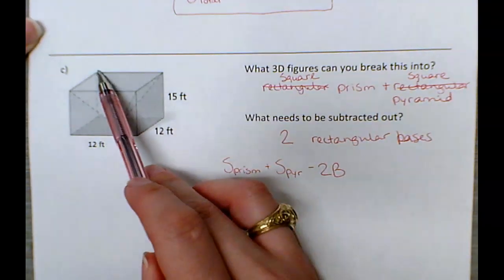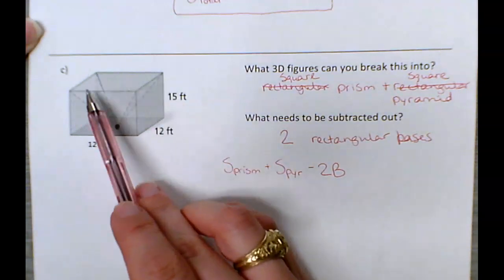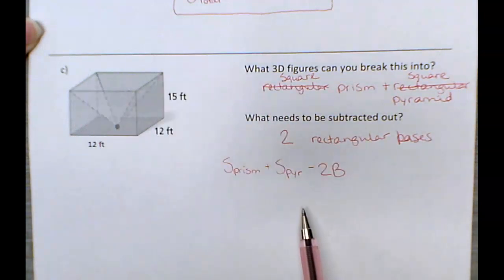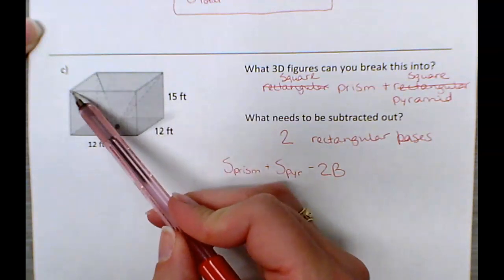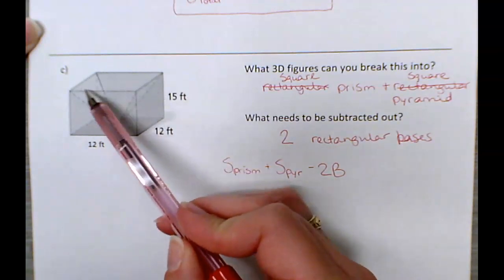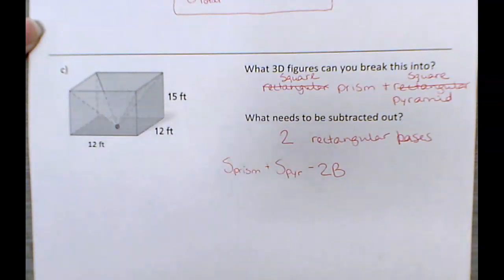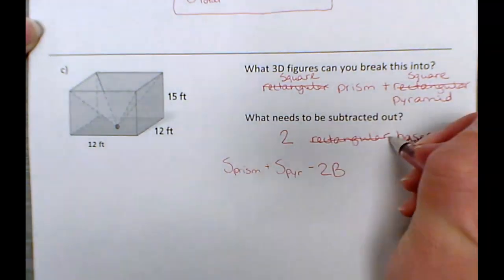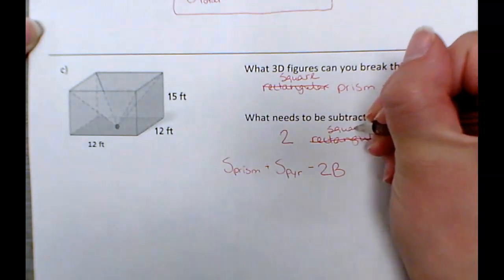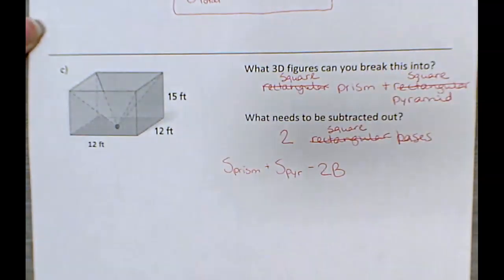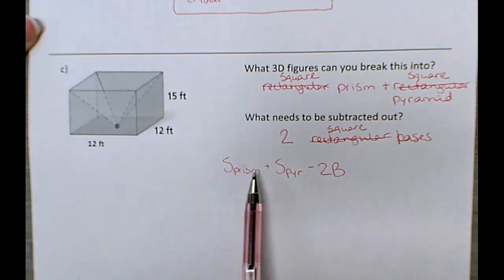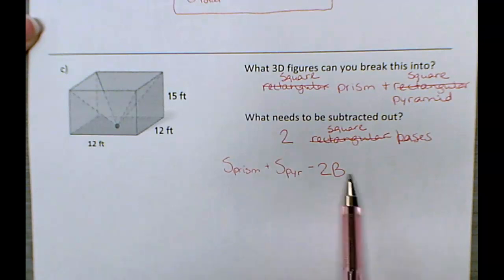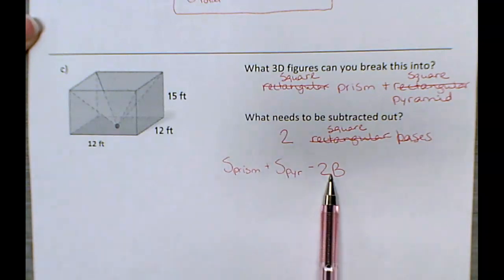Now what needs to be subtracted out? Well, we need this square right here taken out of the prism. And then we also need the base of the pyramid taken out so that you can get to the interior surface of the pyramid. So we need to subtract out 2 rectangular bases. We could also say 2 square bases because they're rectangles, but specifically they are squares. So your plan should be to take the surface area of the prism, add the surface area of the pyramid, and then subtract 2 bases.